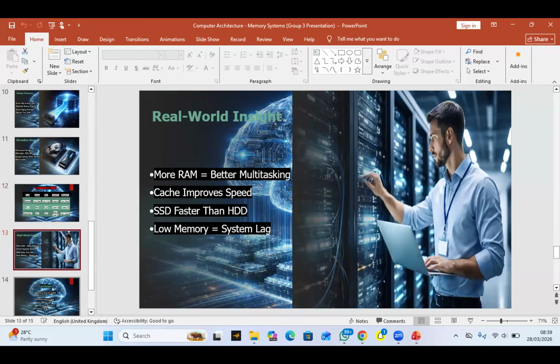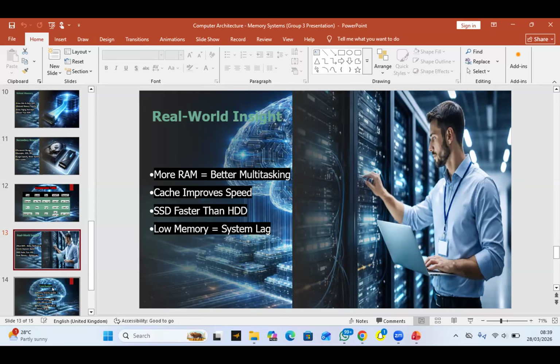Here we talk about the real world insight. When we say it's more RAM, that's better multitasking. We talk about cache improves speed. When you talk about cache, and when you're using so many systems, what's this word? Forgive me, I'll get back to that one.